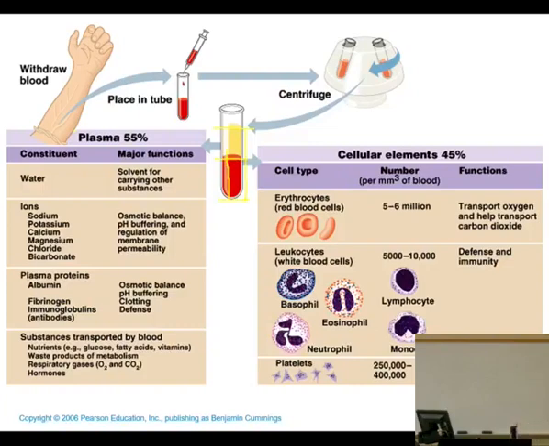If you don't have that, you might get a little swelling in the limbs or something like that because it's not helping to maintain that balance. Fibrinogen is the next one.